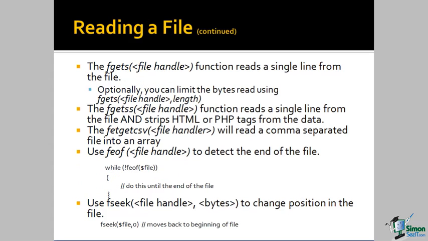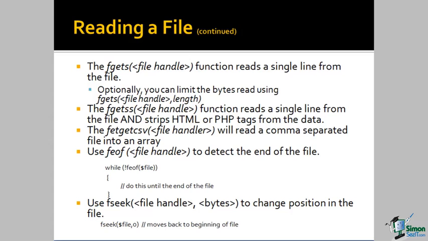Now, how else can we read data from a file? There's a function fgets that will read a single line of data from a file. And then even further, we can use fgets to read only part of a single line from the file by specifying in the function call the number of bytes to read. Now, depending on the content of the data, we could use function fgetss, which will strip the HTML and PHP tags from the input data as it's read. Another very useful function, fgetcsv, will read a comma-separated file directly into an array for us.